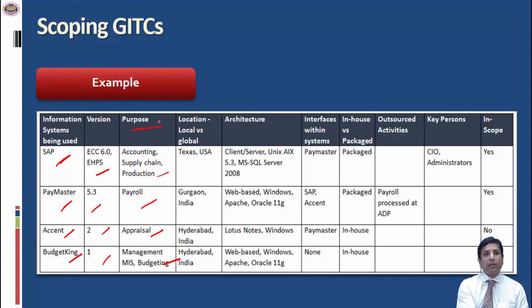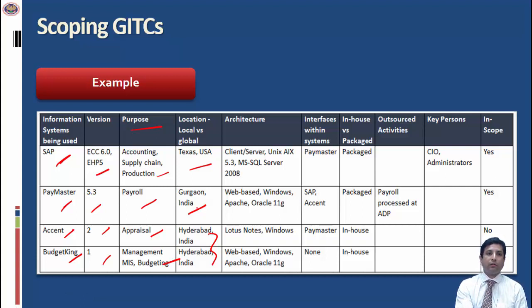The other aspect we need to understand is where these systems are located. Are these located in one geography or spread across multiple geographies? Here in this case, we can see that each application is residing in a different location geographically. SAP is even located outside of India.